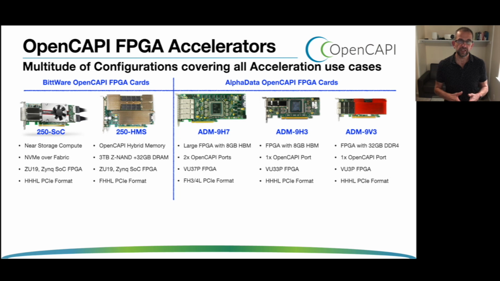On the FPGA accelerator front, we've got a multitude of offerings from Alpha Data and Bitware, focusing on all acceleration use cases. Bitware's is more focused around the storage of different medias and attaching them to OpenCAPI to bring the different medias in from ZNAND and NAND devices. Whereas Alpha Data's is focusing more on the larger FPGAs, which also include the HBM Memory on package.